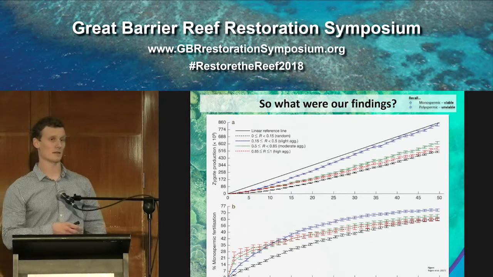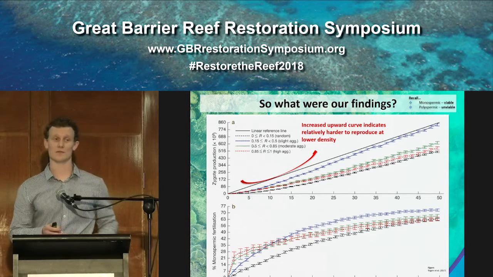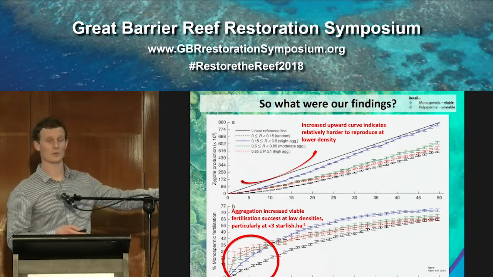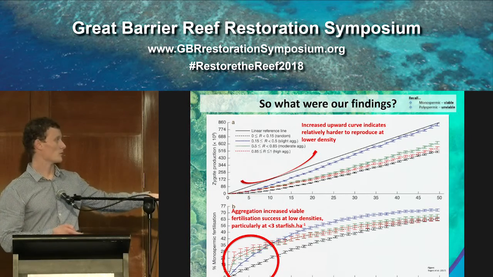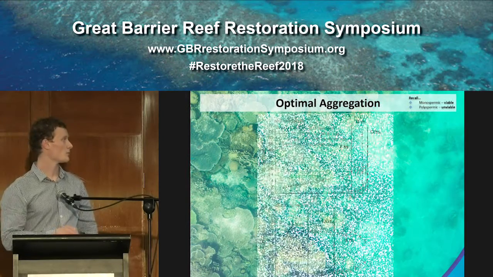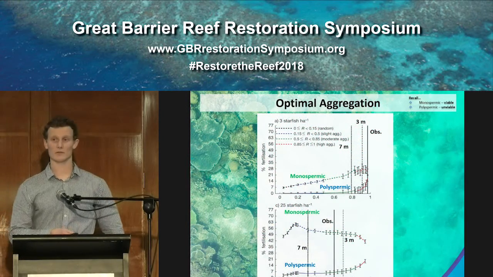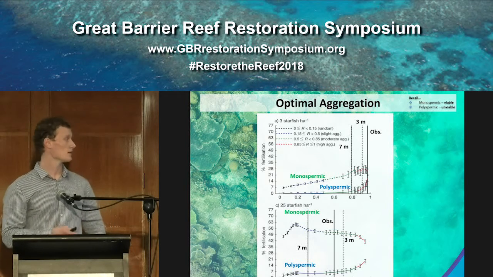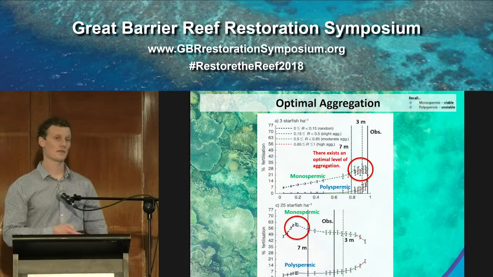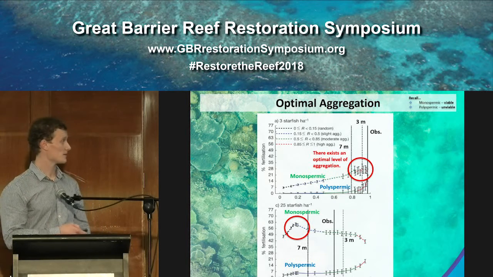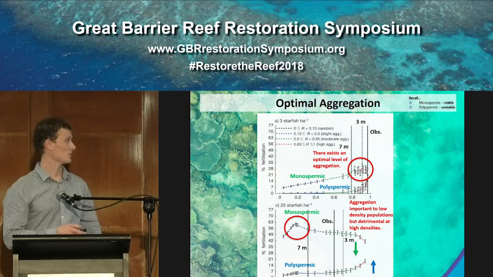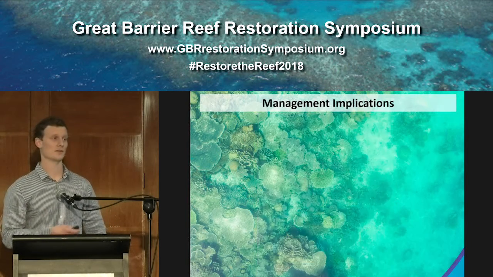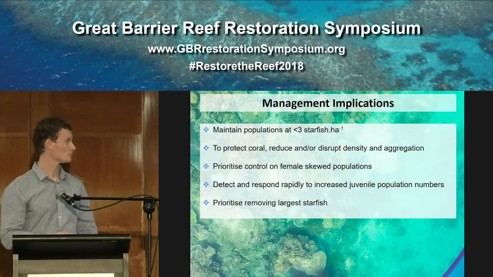We also fixed the population density in our model and just varied aggregation levels. So the top is a low population density plot, and the bottom is a higher population density plot. And you can see there's this optimal level of aggregation in the species. So very important at low densities, less so at high densities. And we found that the reason things weren't as good at high densities in terms of aggregation was because of an increase in polyspermic fertilizations, as well as a trade-off between sperm coverage and concentration.